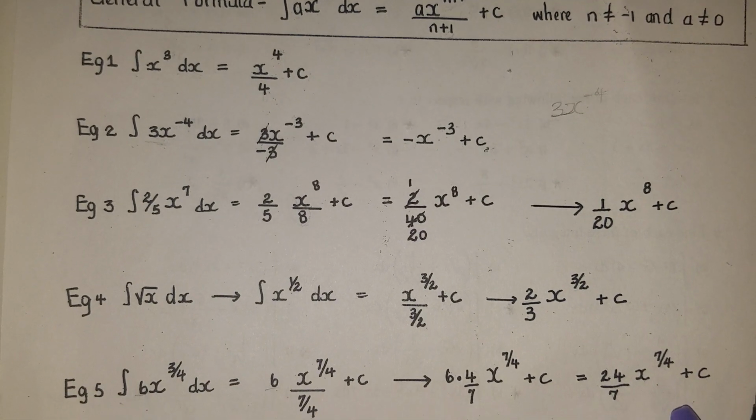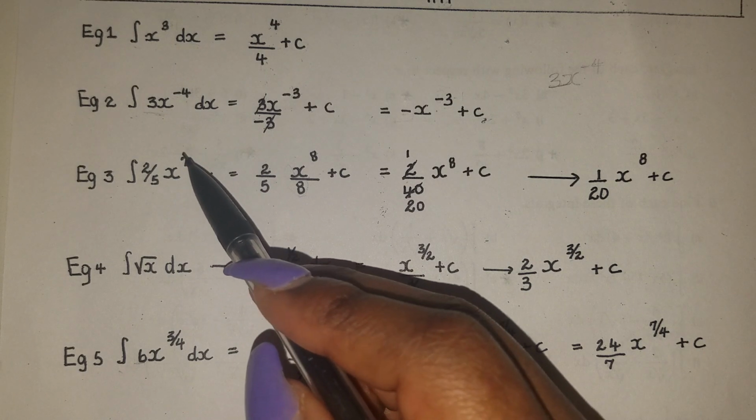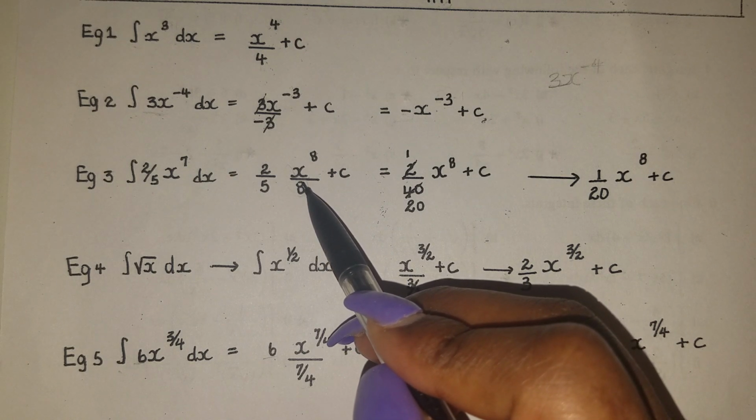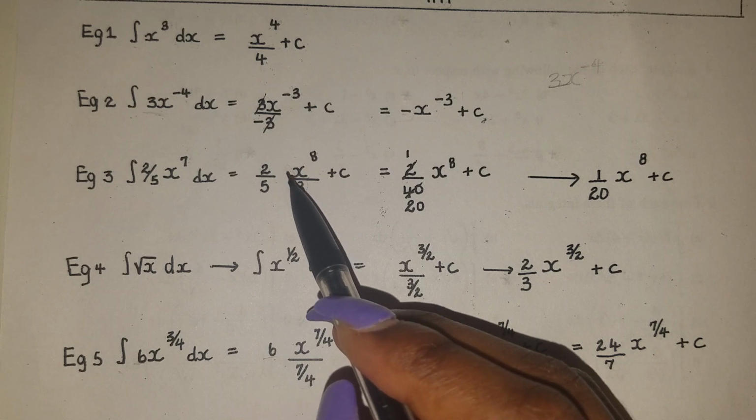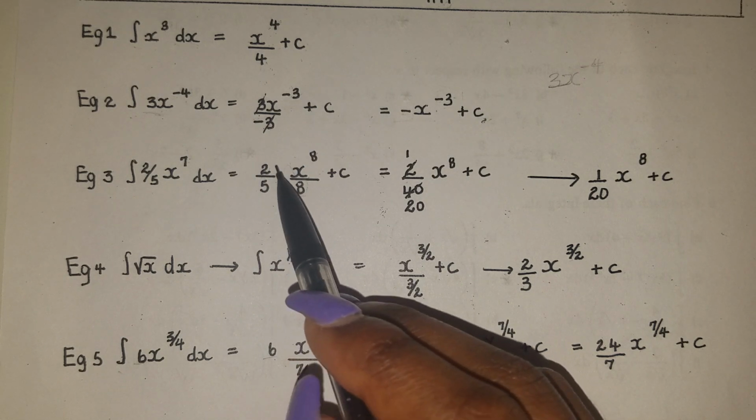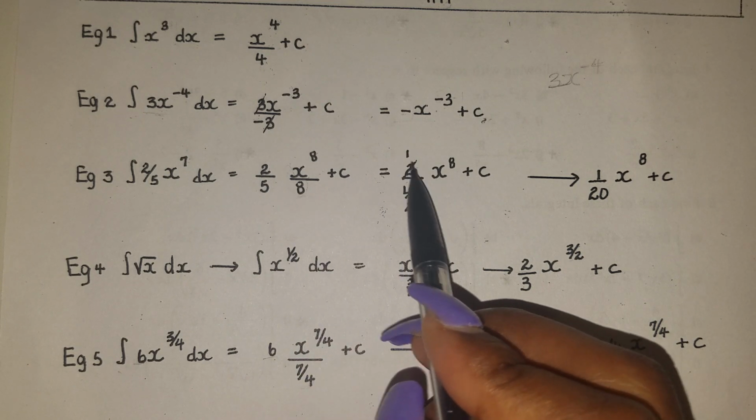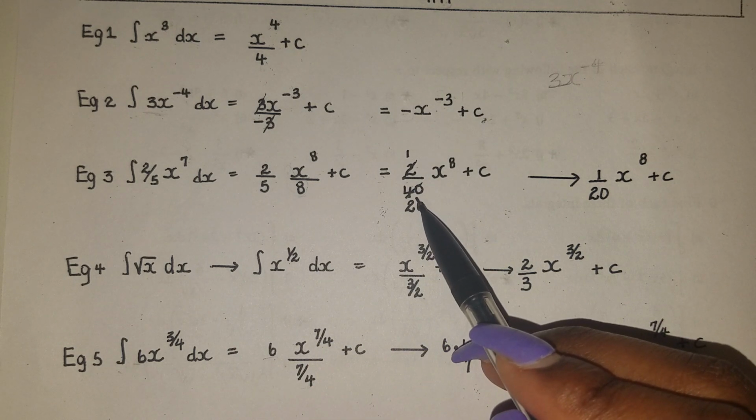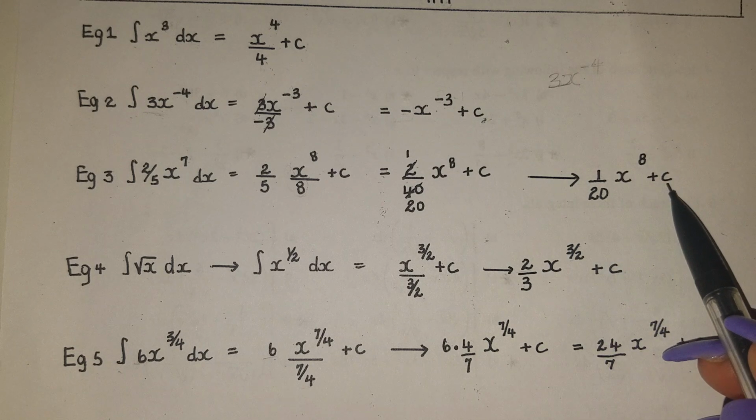Now let's look at the next example. 2/5 x raised to the 7. If I add 1 to this 7, I get 8, and I divide by 8. This is now 1/8, in fact. It gets multiplied by this coefficient of 2/5 that we had before. So 2 times 1 is 2, 5 times 8 is 40. So our simplified answer becomes 1/20 x raised to the 8 plus c.